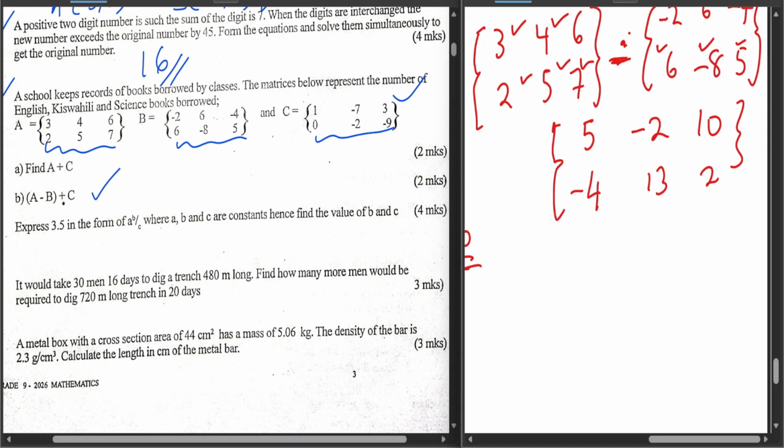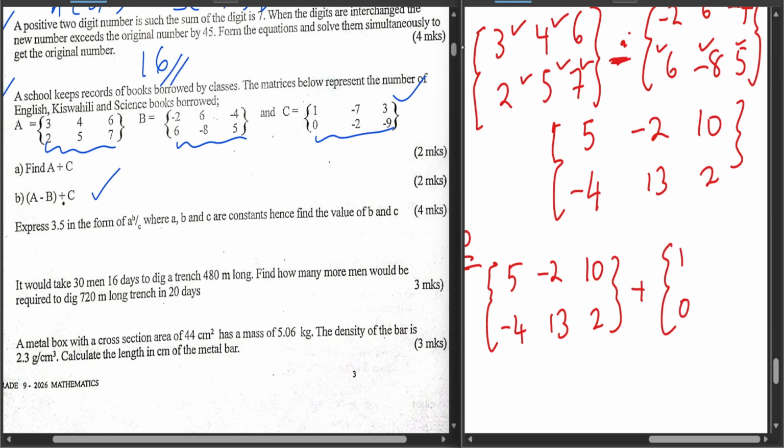Whatever answer we got here is supposed to now be added to C. So 5, negative 4, negative 2, 13, 10, and 2. And that is the answer to A minus B, added to C. So C is supposed to be 1, 0, negative 7, negative 2, 3, and negative 9. So let's add them up.